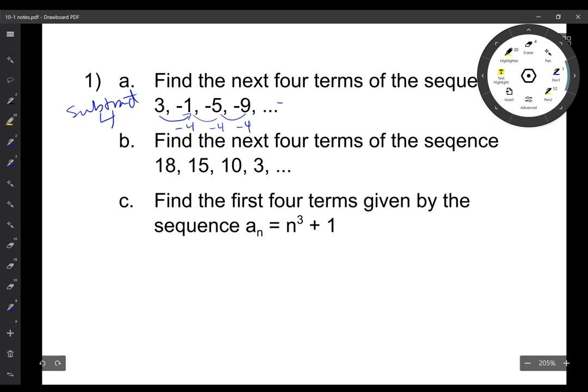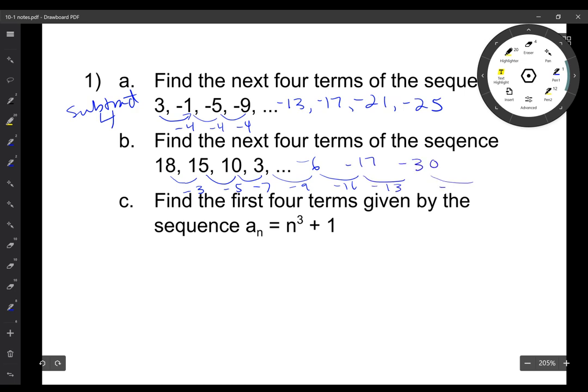So then I'm going to have a -13, -17, -21, and -25. All right, for the next one, it looks like down 3, and then 5, and then 7. Okay, so we're going down by odd numbers. So next I would subtract 9, and then I would subtract 11, and then I would subtract 13, and then I would subtract 15.